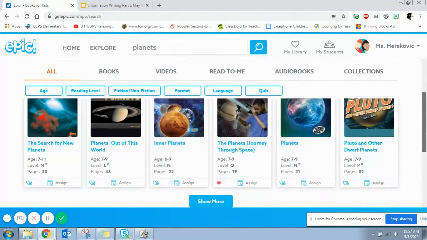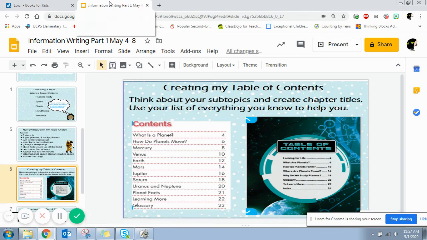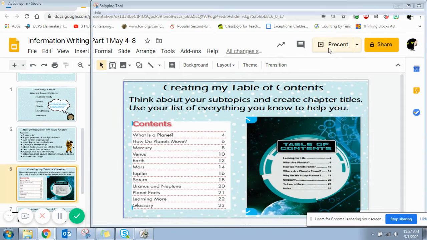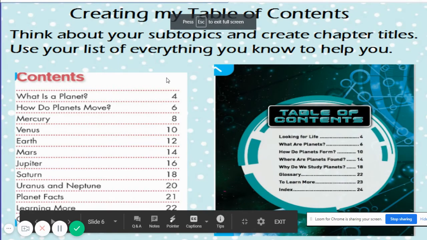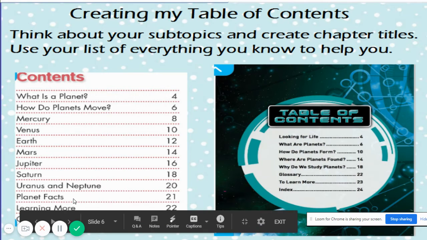Okay, so I clicked on it and I just looked at the table of contents so I can get an idea of what kind of table of contents I would like. These are two that I found, and this one names what is a planet. That's like the introduction. How do planets move? And then it named each of the different planets, except it grouped Uranus and Neptune together. And it gave me some more facts and ended with a glossary.